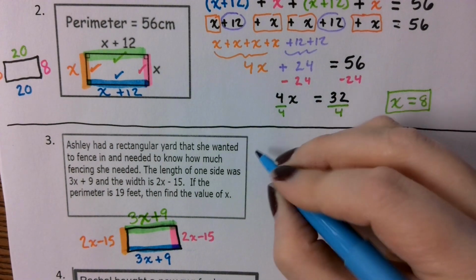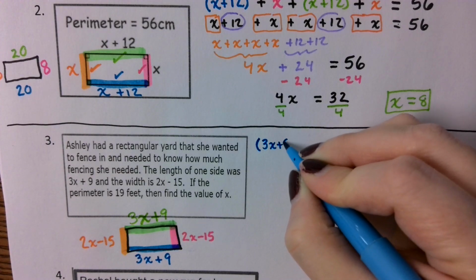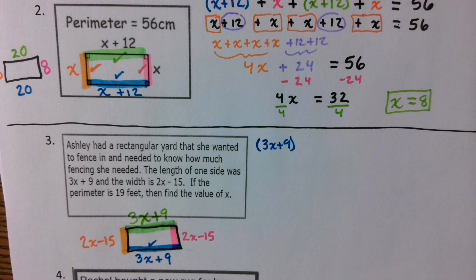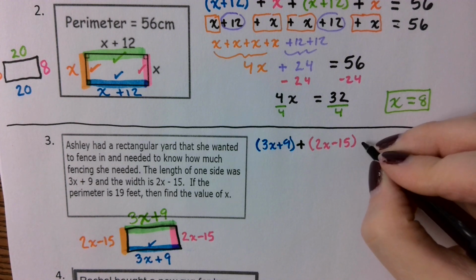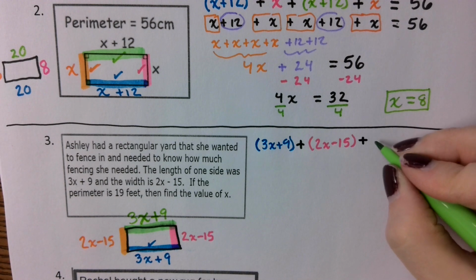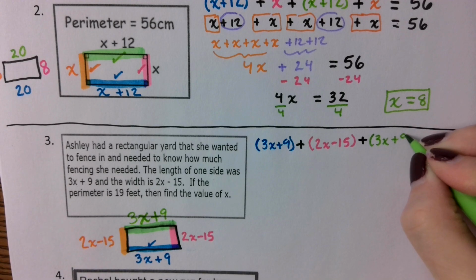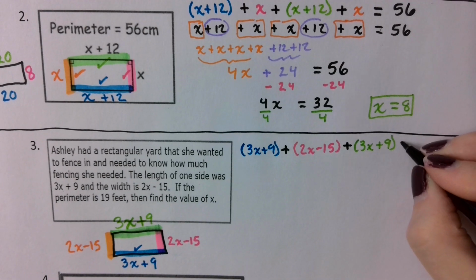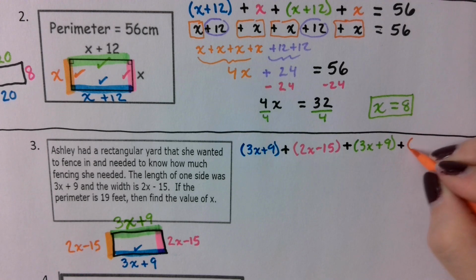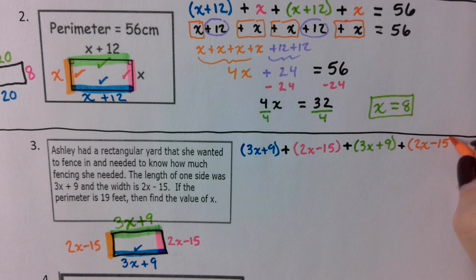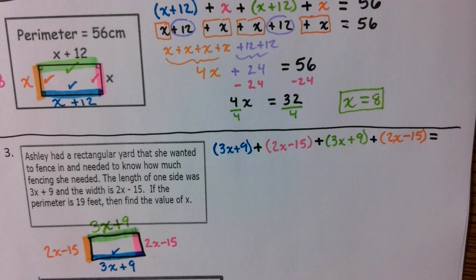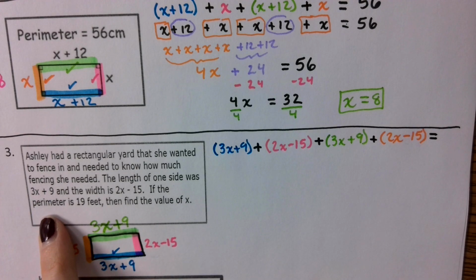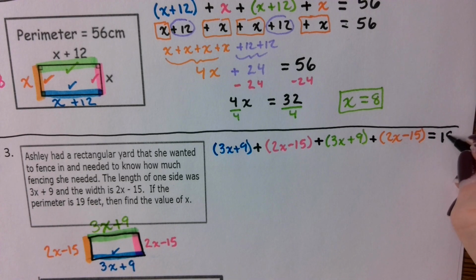So our equation is going to be 3x plus 9, so we worked with that one, plus, we got our pink side now, 2x minus 15, plus, let's do our green side, 3x plus 9. We're going to do our orange side, 2x minus 15. And the whole thing is set equal to what? What did they say the perimeter was in the problem? Jada? 19, right? They said perimeter is 19, so we're going to put 19.